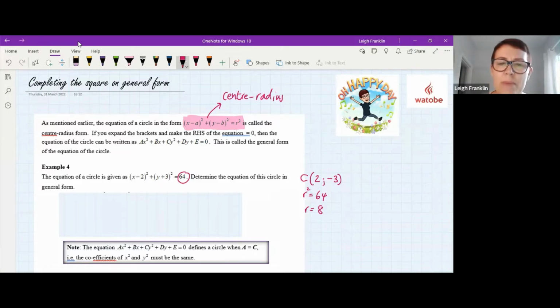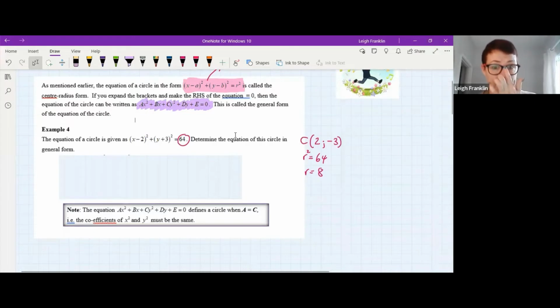Now we can multiply all of these brackets out, and when we make the equation equal to 0, it can be written in the form ax squared plus bx plus cy squared plus dy plus e, where e represents a constant, and a, b, c and d are coefficients. It's also important to note that for a circle, the coefficient a and the coefficient c have to be the same. If a is different from c, it's not a circle anymore, it's an ellipse or something else, but we don't deal with that in the CAPS syllabus.